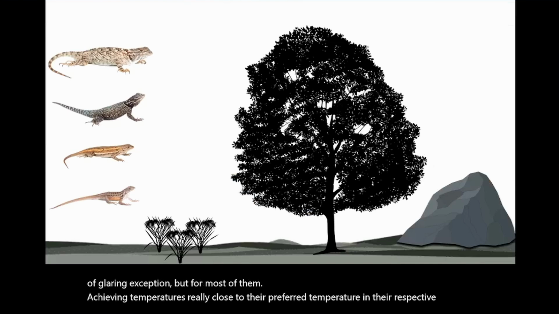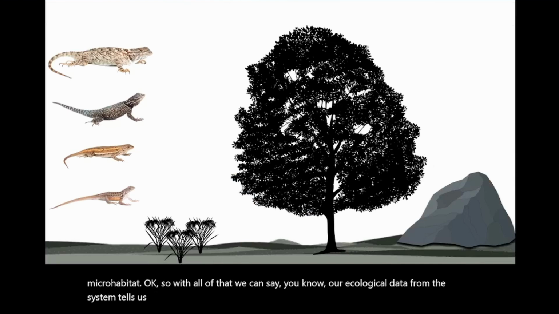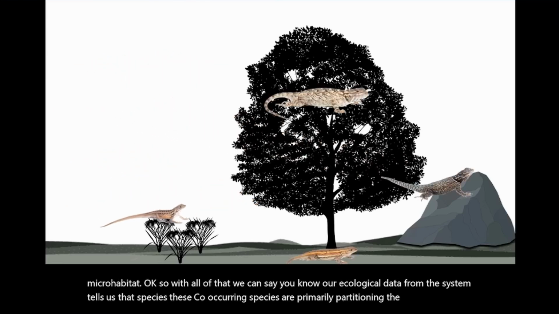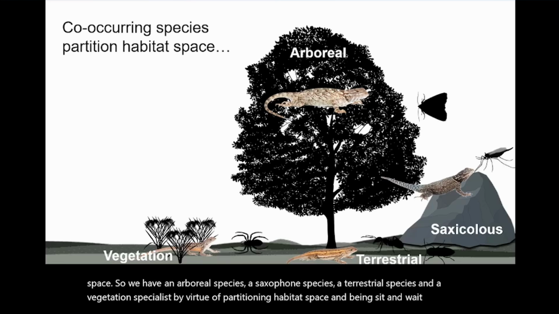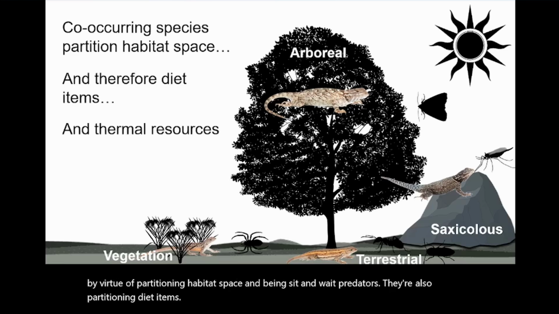Okay, so with all of that, our ecological data from the system tells us that these co-occurring species are primarily partitioning the habitat space. We have an arboreal species, a saxicolous species, a terrestrial species, and a vegetation specialist. By virtue of partitioning habitat space and being sit and wait predators, they're also partitioning diet items and thermal resources. Okay, great.